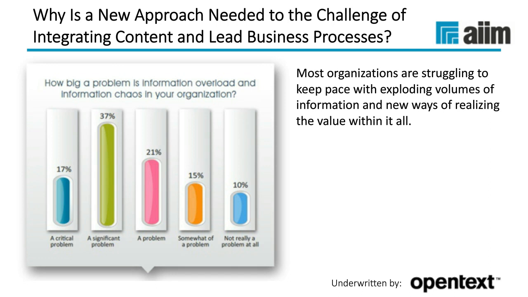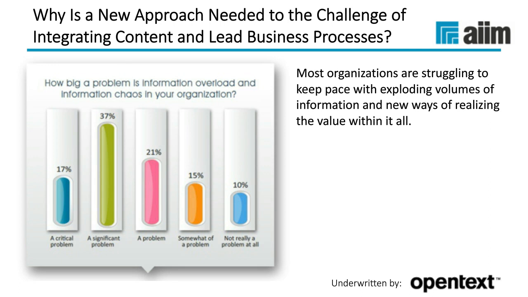And so when we ask this question, it's pretty revealing, I think, for me, is when we say how big a problem is information overload and information chaos in your organization. And so what you have here is essentially 75% of the people that we talked to a few months ago said that they saw information overload and chaos as a significant problem for their organization.